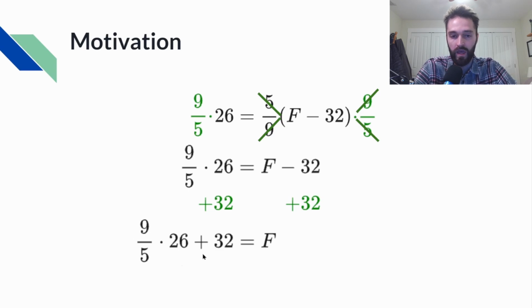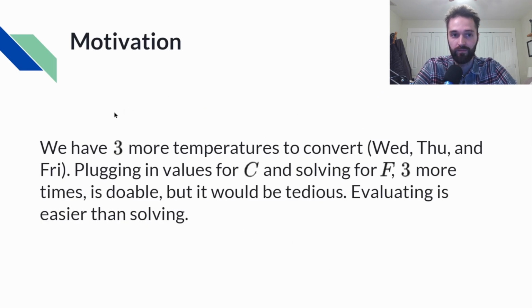And when we type this into a calculator, we get a value that's super close to 79. So we successfully converted from Celsius to Fahrenheit. But that took a lot of work. And we have 3 more temperatures to convert: Wednesday, Thursday, and Friday. Plugging in values for C and solving for F 3 more times is doable, but it would be tedious. Evaluating is easier than solving.